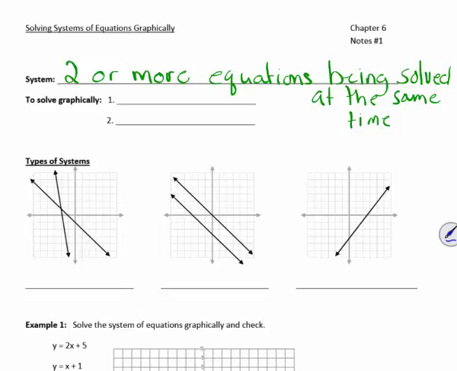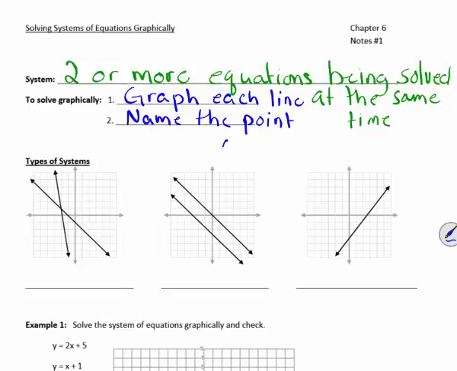So to solve graphically, you're going to graph each line. And then you're going to name the point of intersection. Because what we're really looking at is what is the one point that works for both equations. What is the one x and y value that works for both? So for example, we have three different types. Here, this is a one solution because they intersect right here. So that point of intersection would be -2, 1, and that's how you would write it.